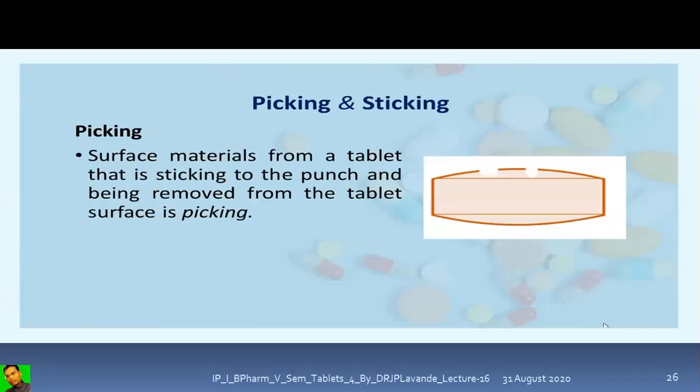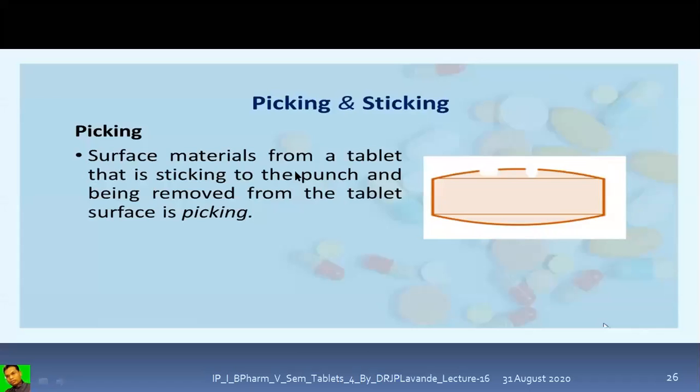The second tablet defect is picking and sticking. The picking occurs at the top or the bottom. This is because of the punches. Picking is associated with the punches and sticking is associated with the die. This is the difference. Note that picking is associated with the punches, and sticking is associated with the inner diameter, the inner wall of the dies.